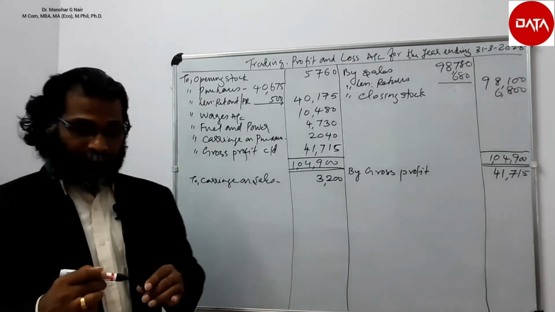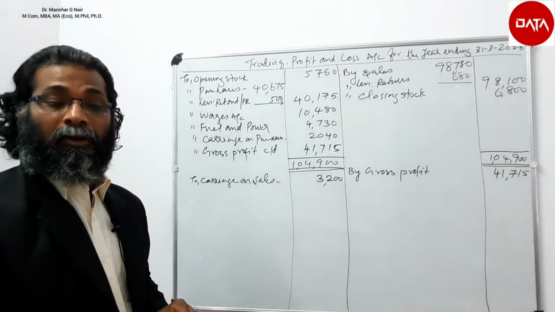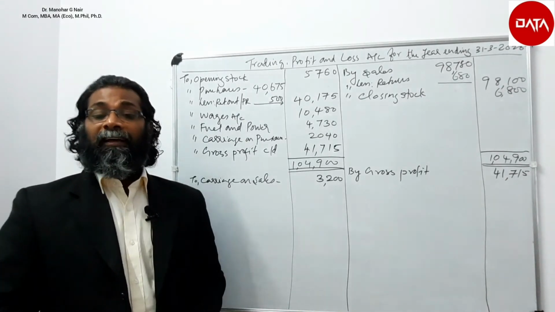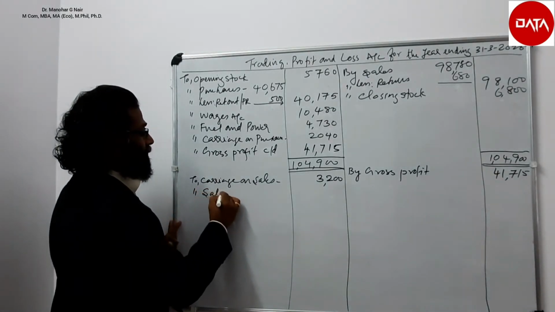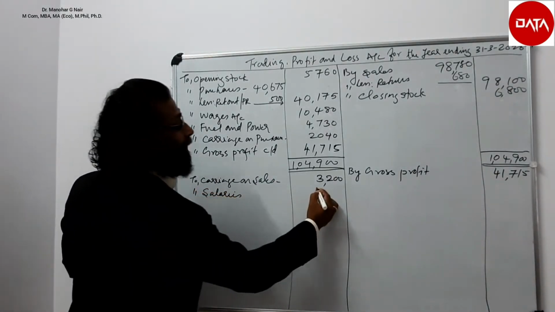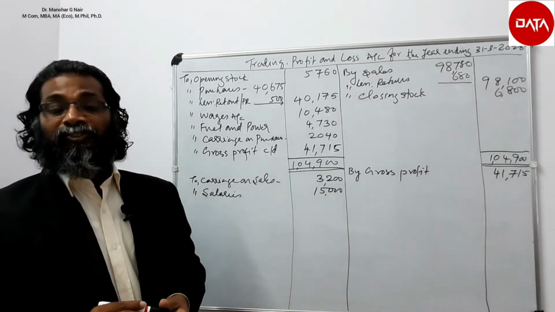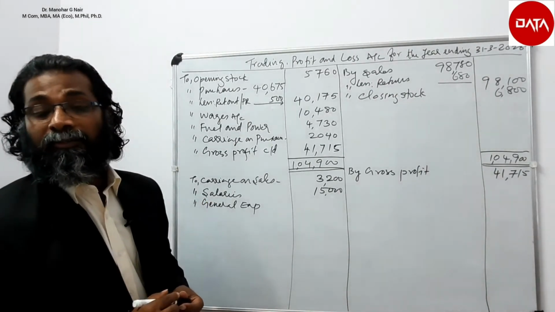The next items are carriage on purchases, stock, building, freehold land, machinery, patent, salaries. Take salaries, value 15,000. Now, general expenses, it is 3,000.